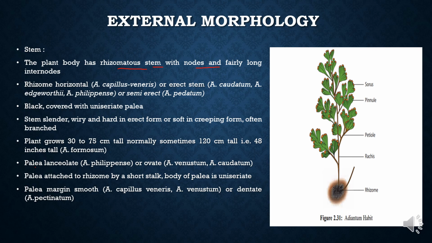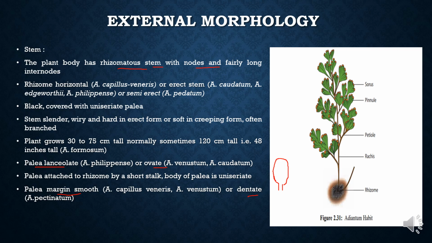and this palea is the scale, either lanceolate in shape or ovate in shape. This palea has a short stalk and a body which can be lanceolate or ovate, and it is multicellular but uniseriate, that is a single layer of cells. This uniseriate multicellular palea covers the entire surface of the rhizome, and the margin can be smooth or dentate depending upon the species.